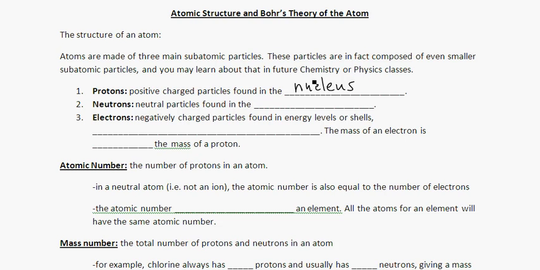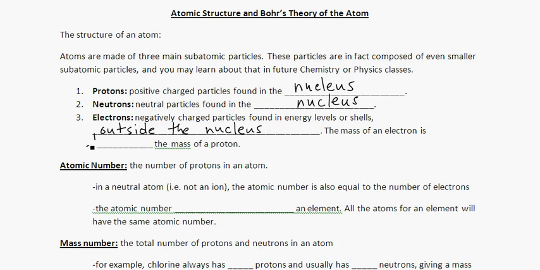Neutrons are neutral particles, meaning no charge, also found in the nucleus. The electrons are negatively charged particles. They're found in energy levels or shells, and they're outside of the nucleus. And they're very light compared to the protons and neutrons.